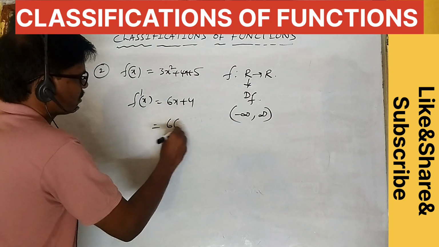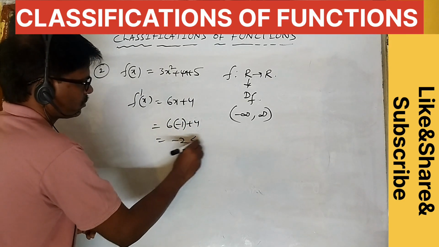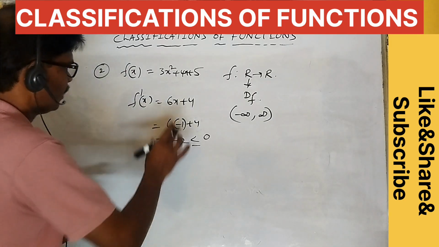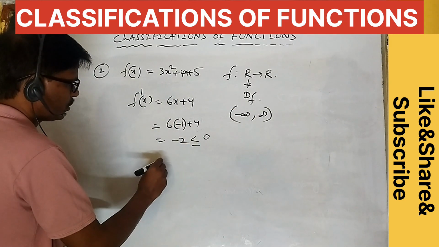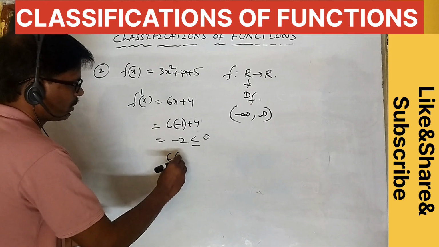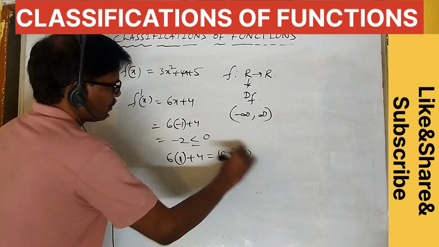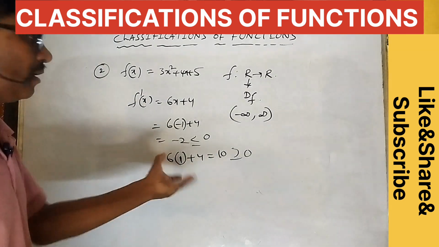Negative values: x equal to minus 1 gives minus 6 plus 4, equal to minus 2, which is less than 0. This is less than or equal to 0. Next, a positive value: suppose x is equal to 1, 6 into 1 plus 4 equal to 10. This is greater than or equal to 0. In some cases it is greater than or equal to 0, in some cases less than or equal to 0.